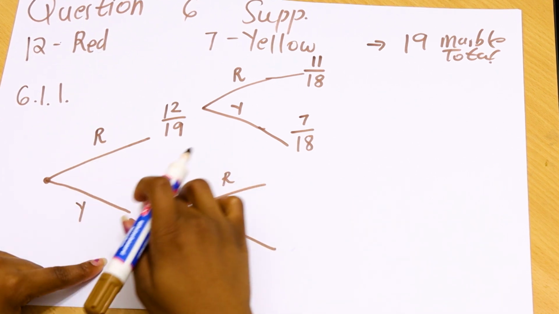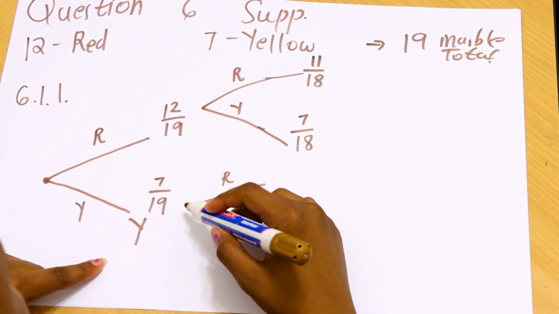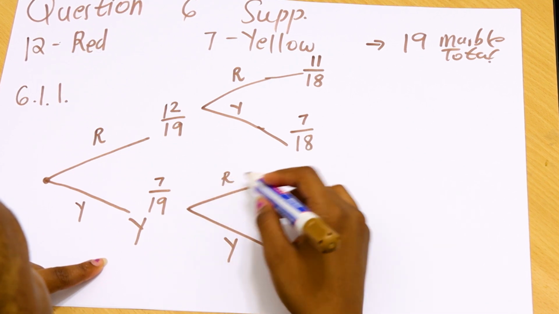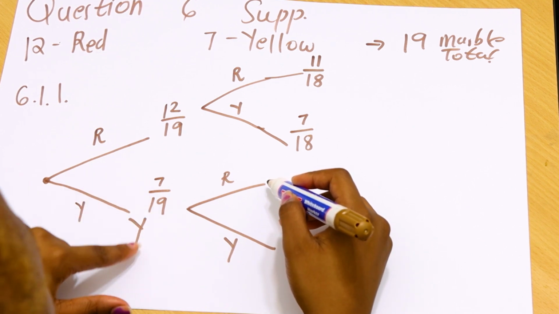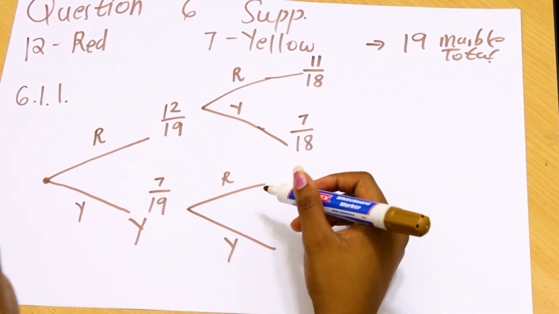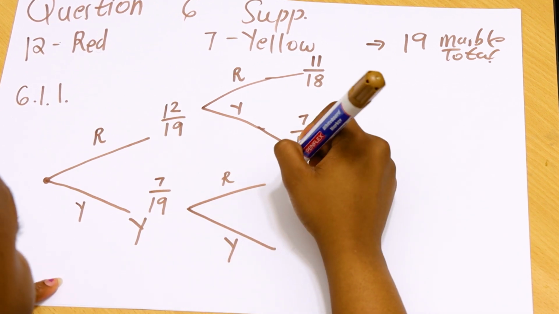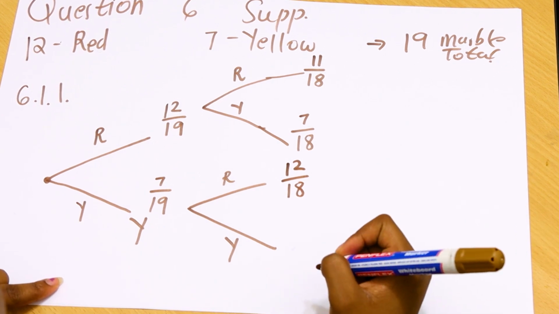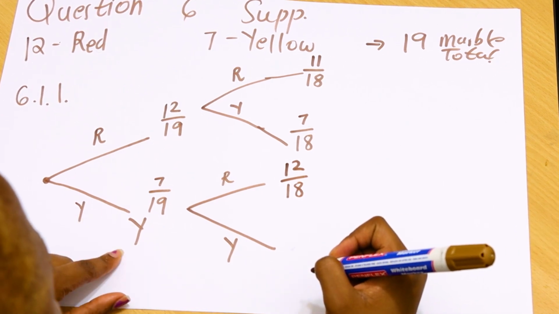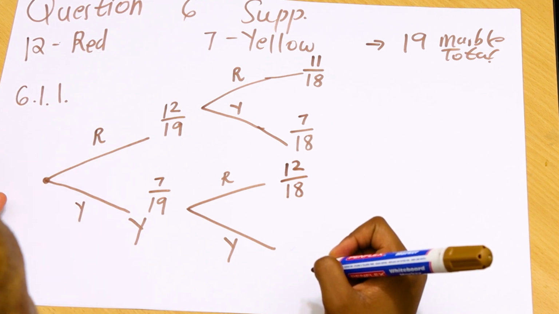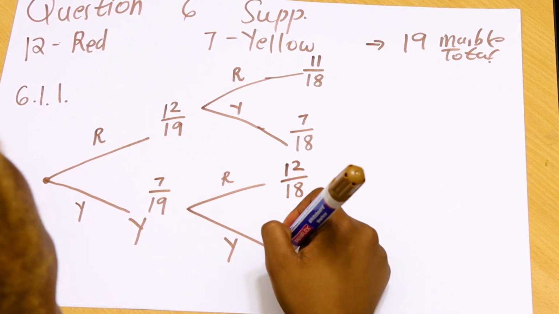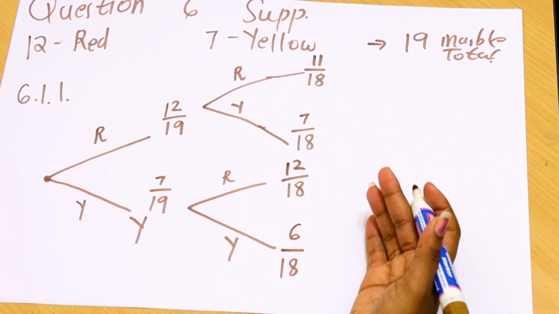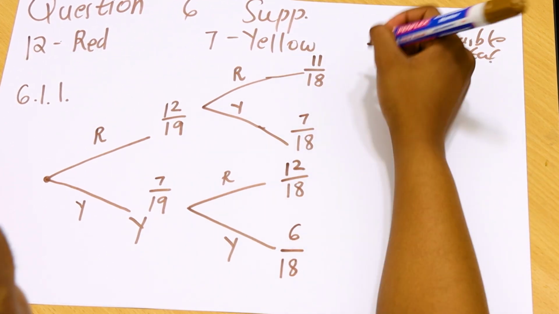As we said, the first one is 7 over 19. Then for the second, if you're going to take red, how many red marbles do you have left if the first one you took was yellow? You still have 12 red marbles, right? So you still have 12, but the total is now 18 because 1 marble was taken out. Then if you first took a yellow marble, how many yellow marbles do you have left? 6, divided by the total of 18 because 1 marble was out. So these are the probabilities for the second branch.